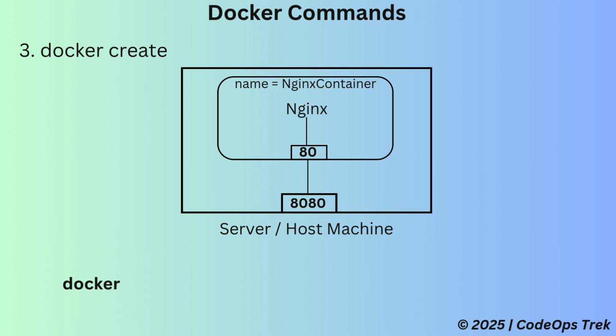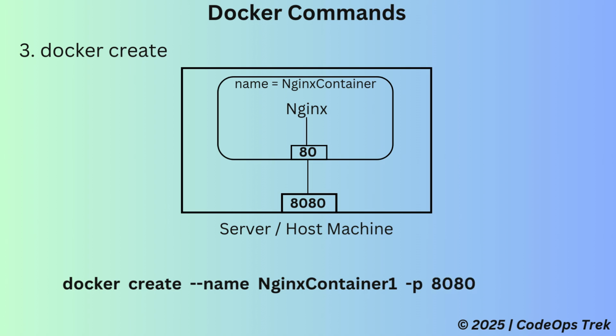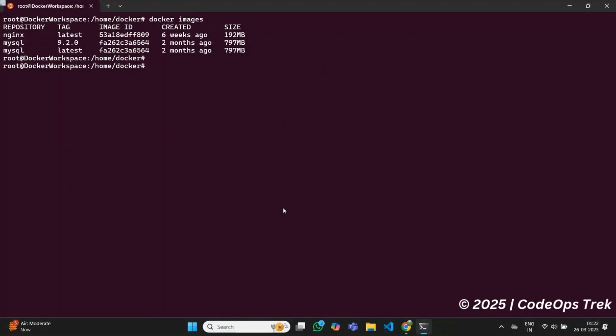Type docker create --name nginx-container-1 -p 8080:80 nginx. Here the container name will be nginx-container-1, the container port 80 will be mapped to the server port 8080, and the Docker image used will be nginx. Please note that in port mapping, the first port represents the host port, and the second port represents the container port. So now, let's create the Nginx container.